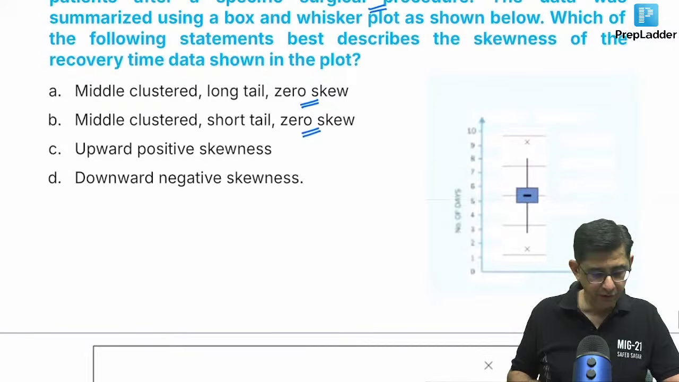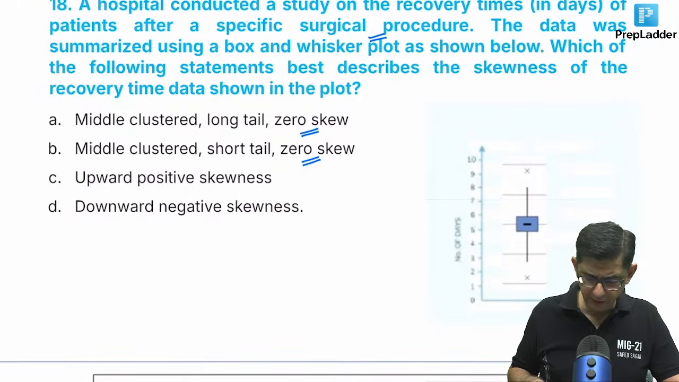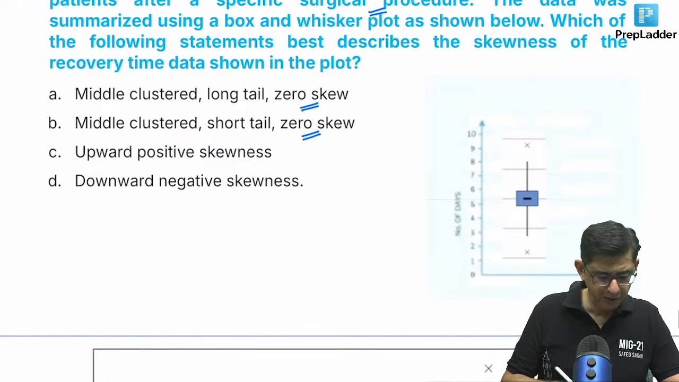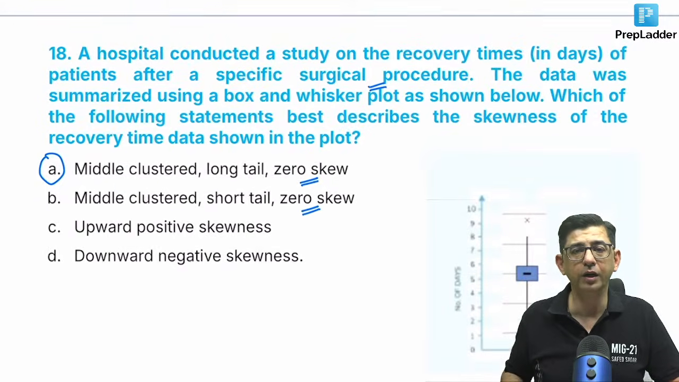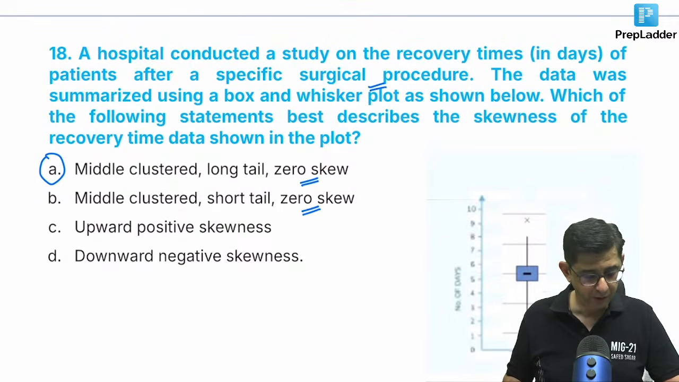So the correct answer for this question, I think most people were able to simply analyze it. The answer would be A for this one: middle clustered and a long tail that is present for this box and whisker plot.